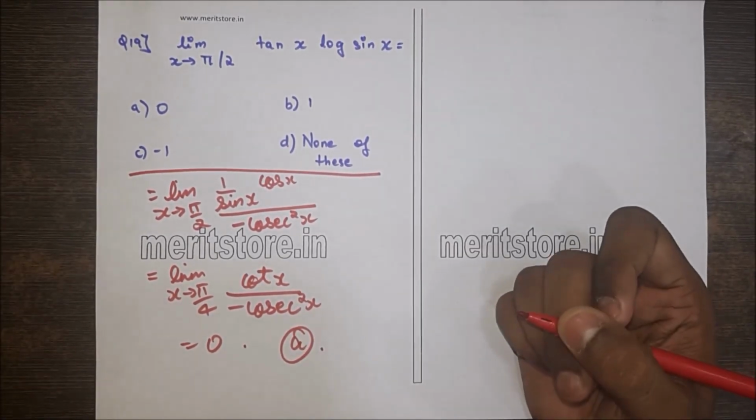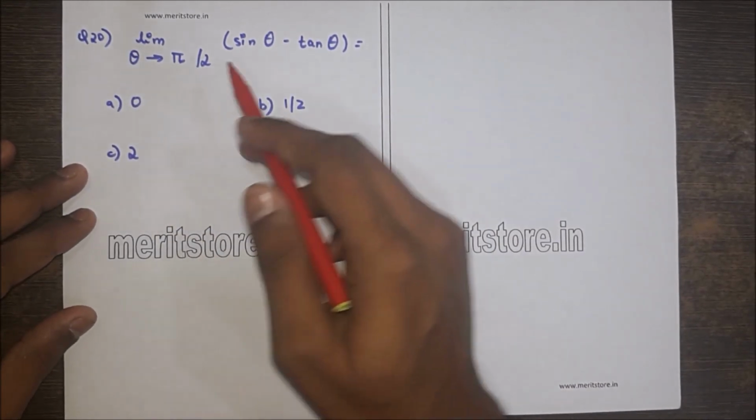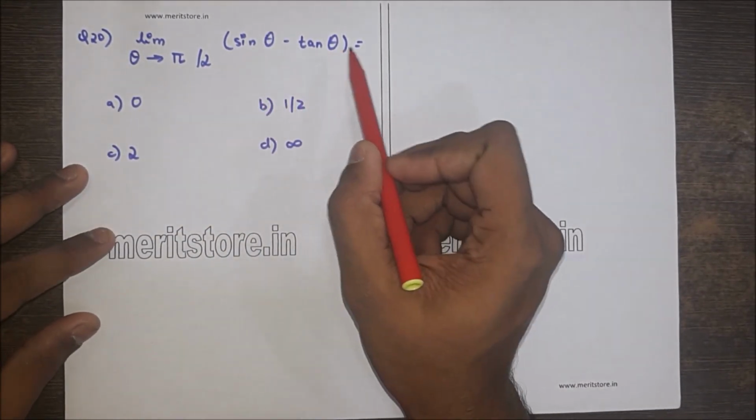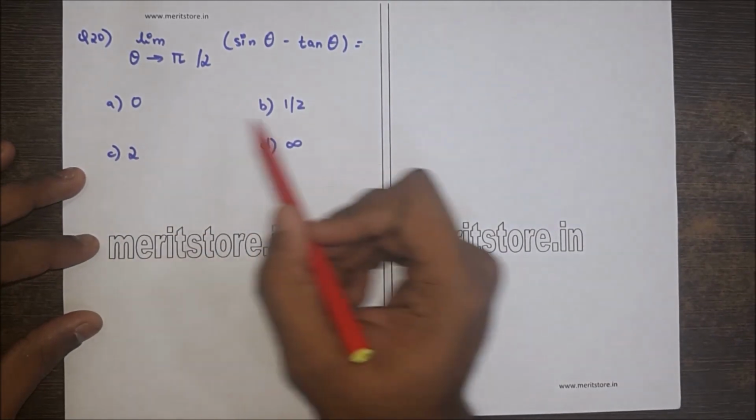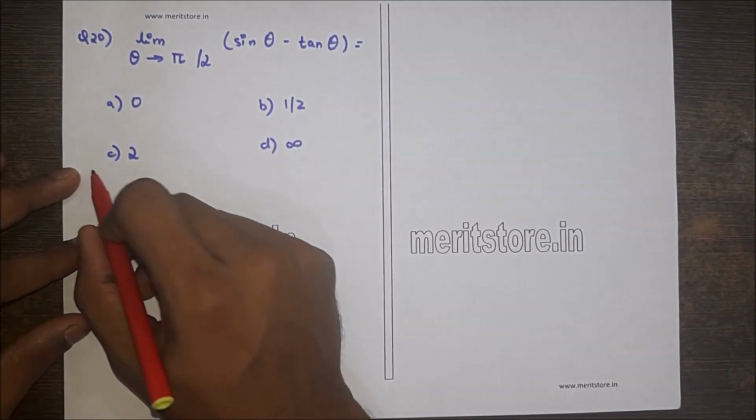option A. Limit of theta tends to pi by 2 of sec theta minus tan theta equals: A 0, B 1 by 2, C 2, and D infinity.